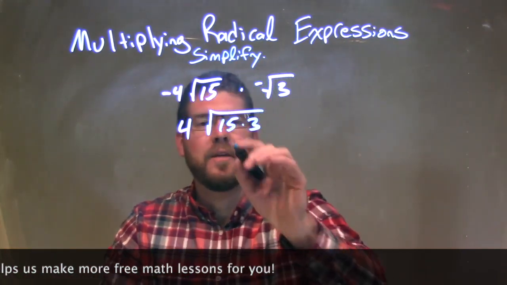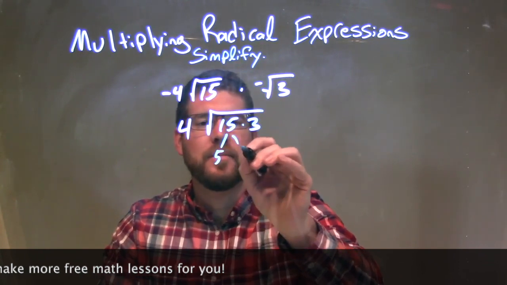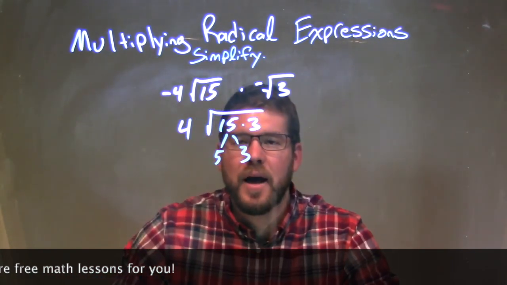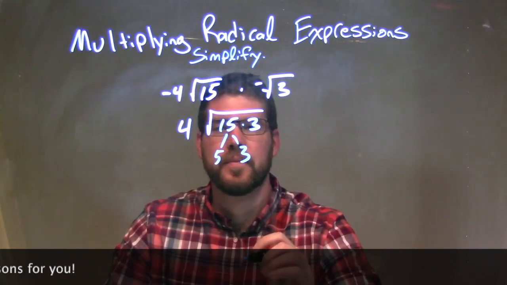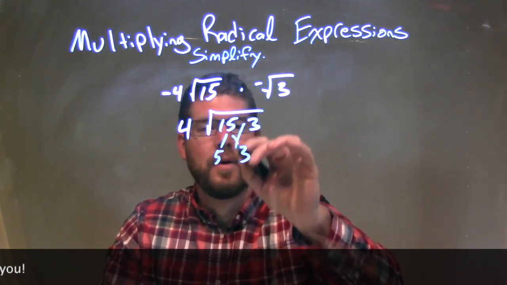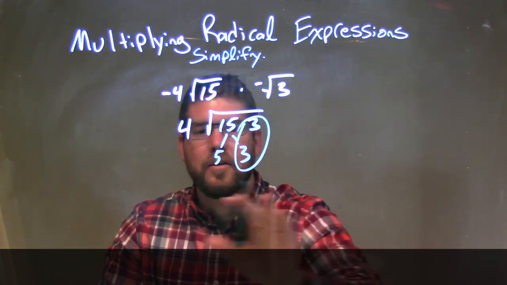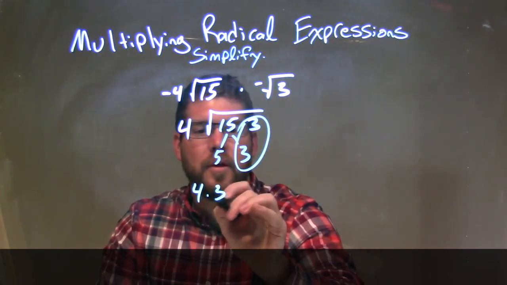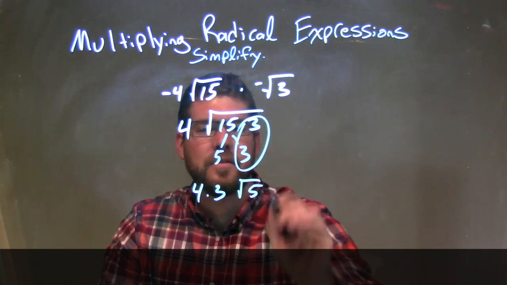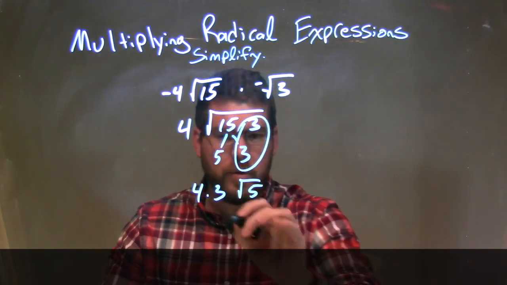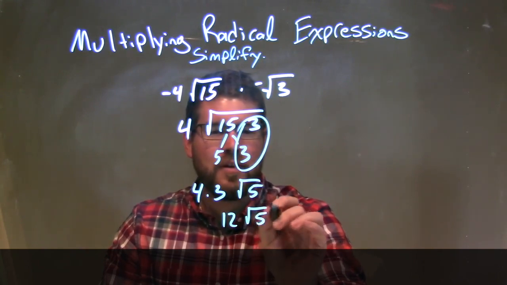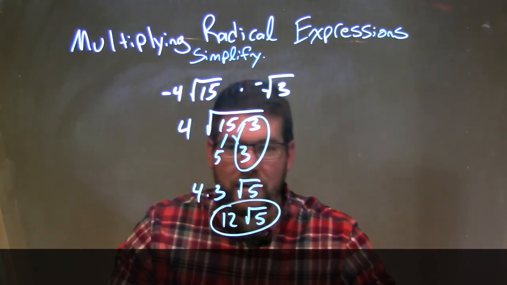Well, we can break down 15 to be 5 times 3, okay? And so now we have 15 times 3 is the same thing as 5 times 3 times 3. We now want to circle our pairs. I have a pair of 3's right there. They are a single on the outside, so we have 4 times 3 on the outside. Square root of 5 is left on the inside, or 5 is left inside the square root. 4 times 3 is 12, so we have 12 times the square root of 5, and that is our final answer.